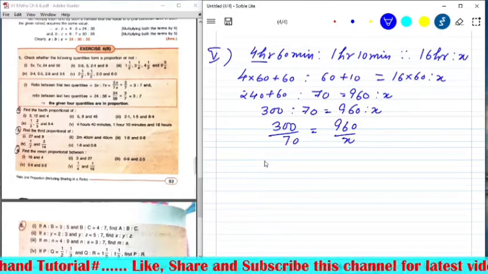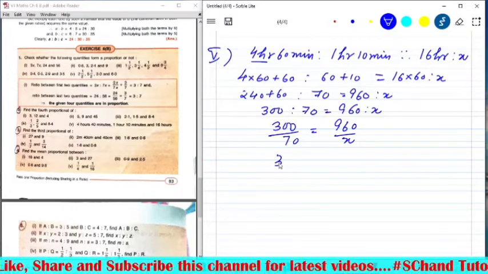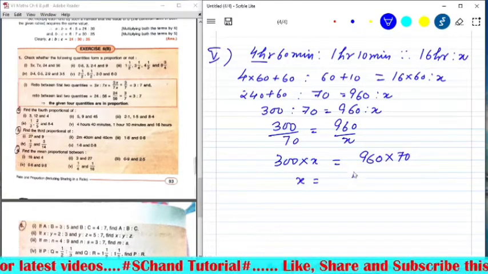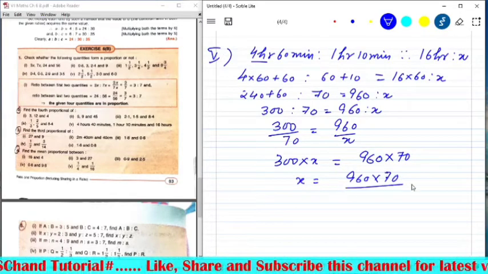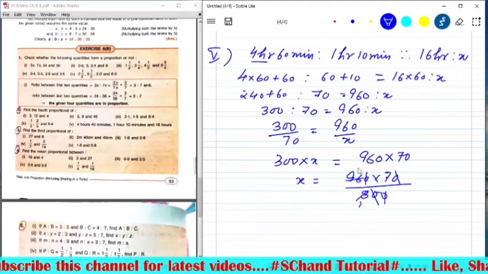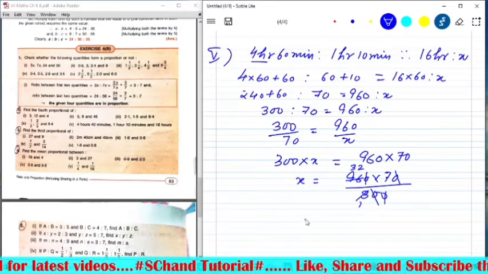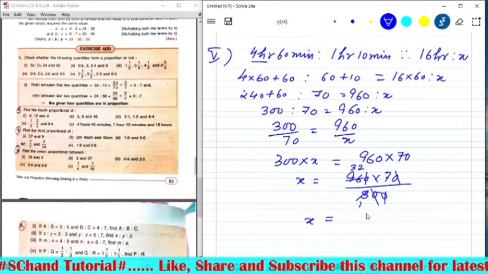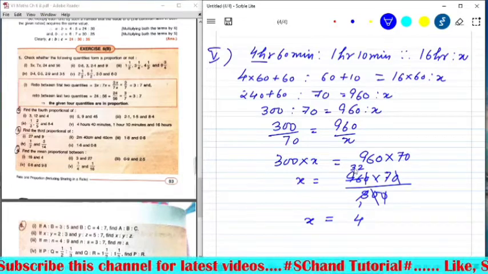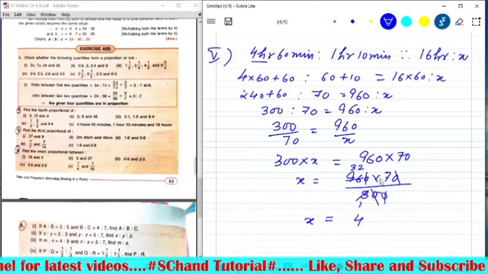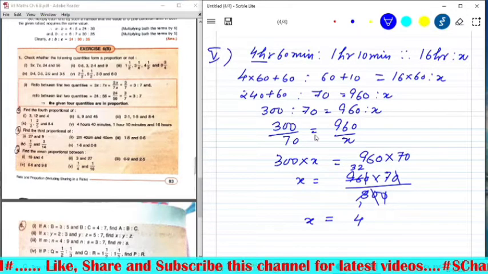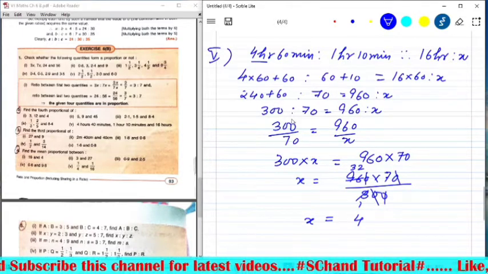So here by cross multiplying, 300 × x will be equal to 960 × 70. So x will be 960 × 70/300. So 2 zeros cancel, 3 ones are 3, 3 twos are 6, 32. So x is equal to 7 twos are 14, 7 threes are 240 + 60 = 300.